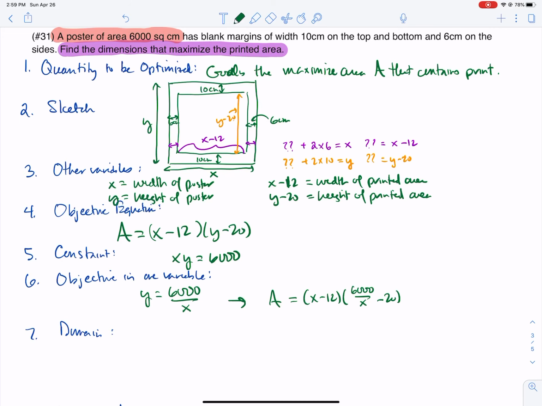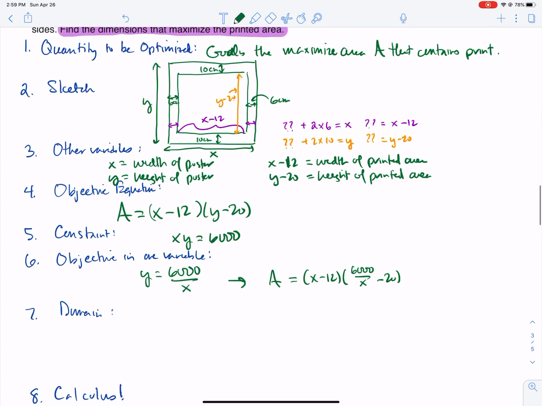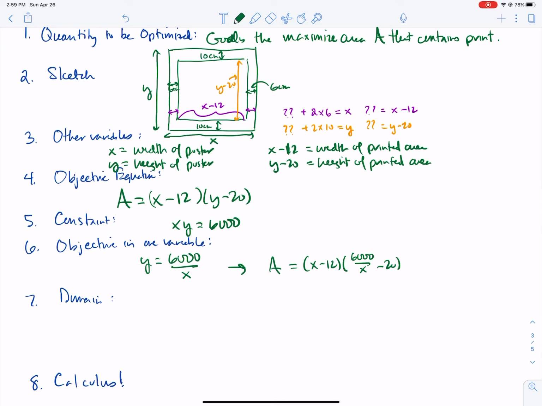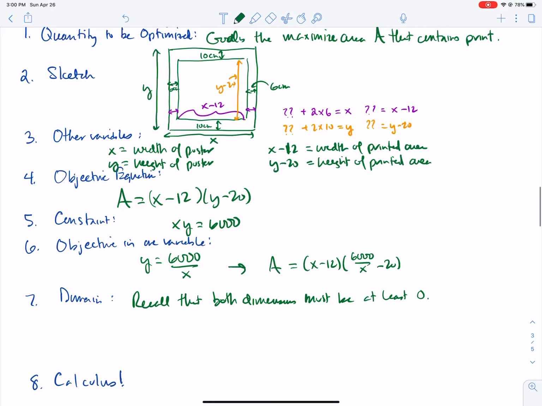And I'll expand that out in just a minute before we calculate a derivative, rather than using the product rule. But first I want to think about the domain. So in order to figure out what the values of x are that make this possible, we need to remember that both dimensions must be at least 0. So that means that x minus 12 is bigger than or equal to 0, and 6,000 over x minus 20 is bigger than or equal to 0. So these two dimensions both have to be 0 or bigger.